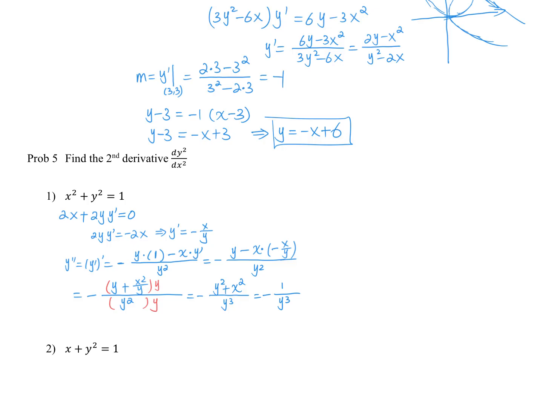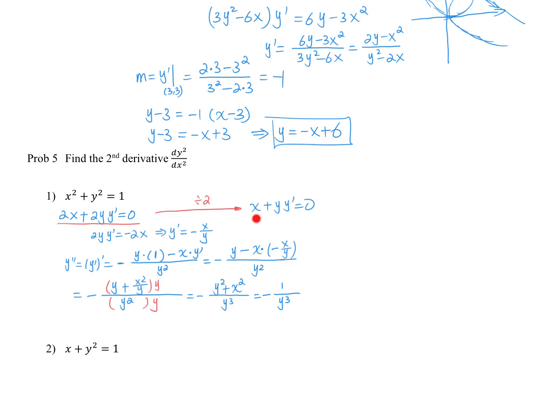Actually, there's another approach. If you look at it from earlier here, by the way, we can divide both sides by 2. So this equation, when we take the derivative on both sides, can be simplified as x plus y y prime equals 0 by dividing both sides by 2. And then after that, to find the second derivative, let's differentiate both sides again.